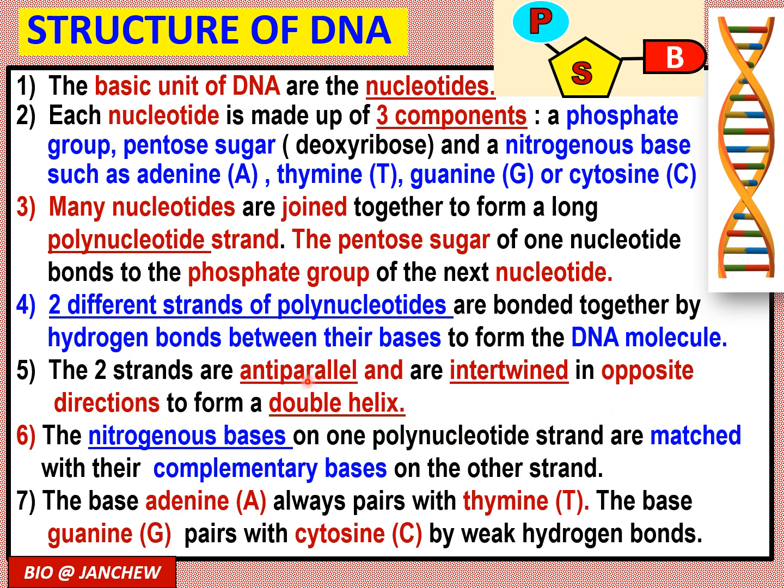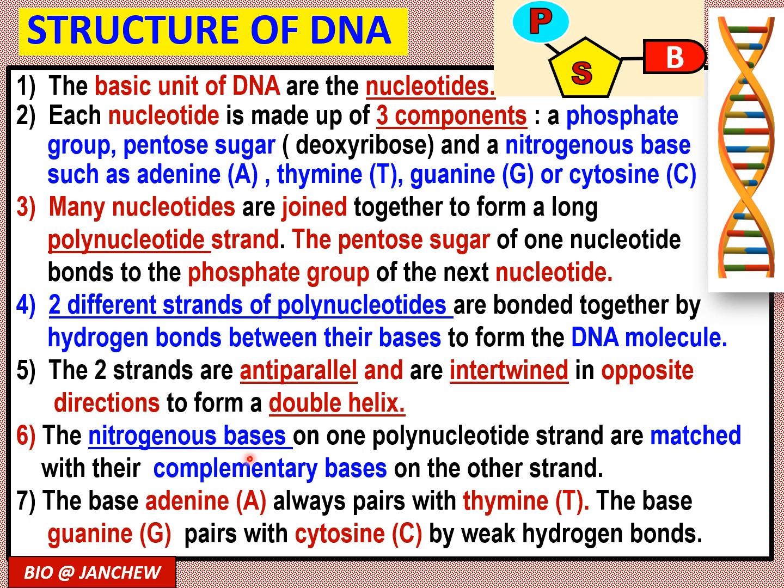The 2 strands are antiparallel, that means they face opposite directions. One will have the sugar facing downwards and the other one the sugar facing upwards. Okay, and are intertwined. Intertwined means they are coiled around each other, like this one, coiled around in opposite directions to form a double helix. So this is the name of the structure of DNA, a double helix.